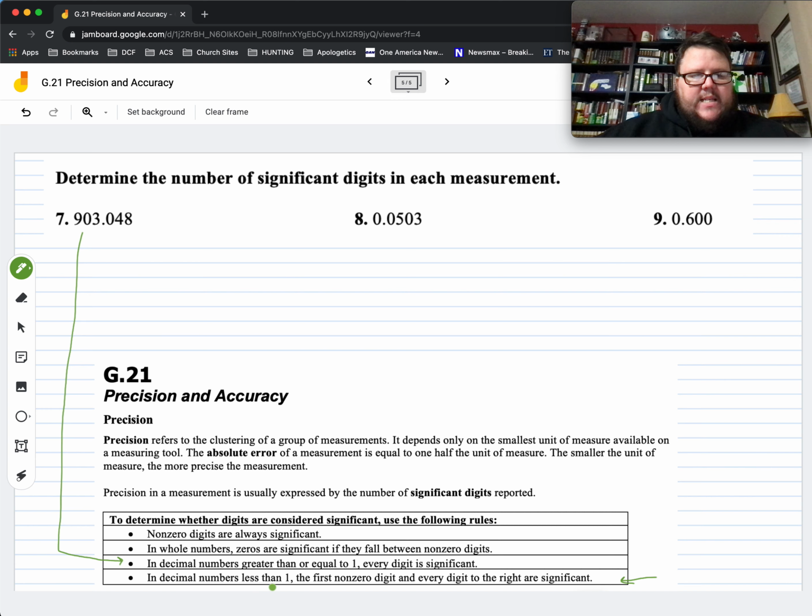In decimal numbers less than 1, the first non-zero digit and every digit to the right are significant. So that means that this 5 for number 8, that's our first non-zero digit, so that means that's our significant digit, but then every digit to the right of that is significant. So we have 503, so that means this is 3 significant digits. So that's all you're doing. And then you're going to have to do that for number 9 and number 7.